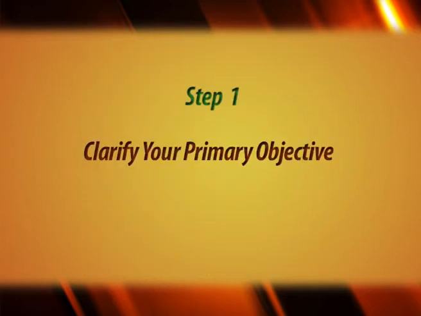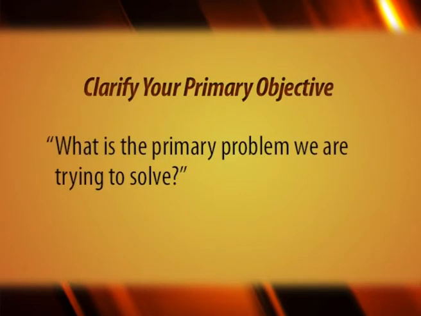Step 1. Clarify your primary objective. The key question you want to answer: what is the primary problem we are trying to solve? Keep it simple. If you can't phrase your objective in 1 or 2 sentences, your project will suffer. Ditto, if you create a laundry list of objectives, that would be a problem.